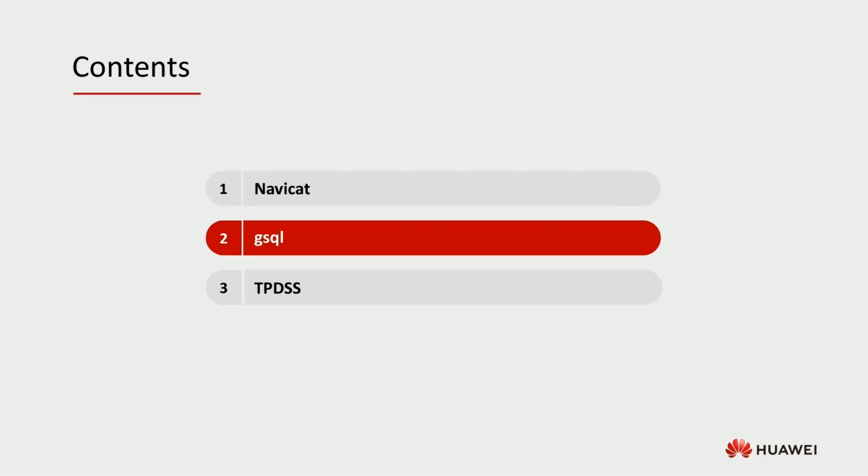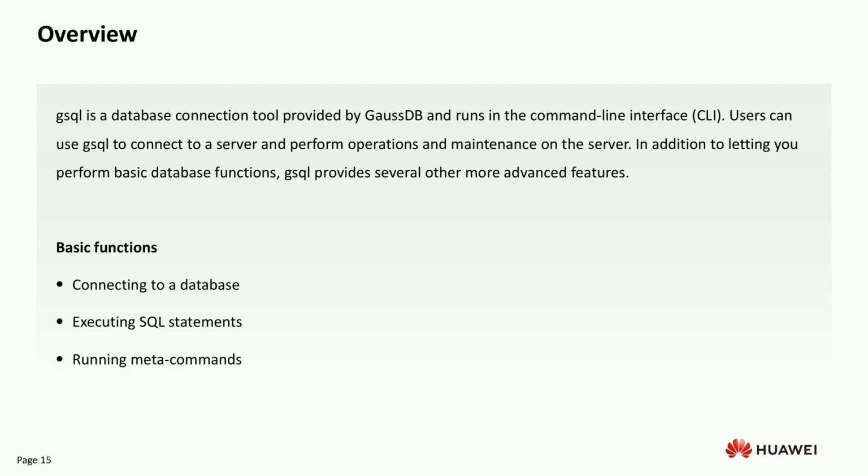Next, let's look at the second part, gsql. gsql, provided by GaussDB, is a database connection tool. Running in the command line interface CLI, you can use gsql to connect to a database and perform basic database operations. Its basic functions include connecting to a database, executing circle statements, and executing meta commands.